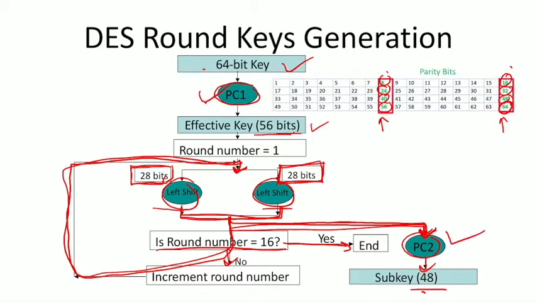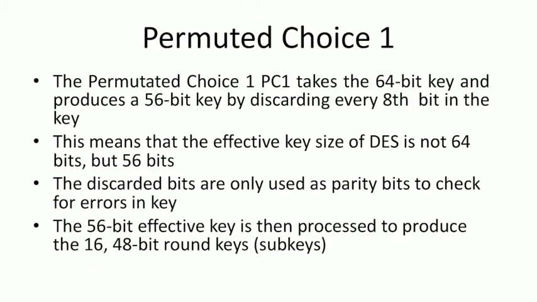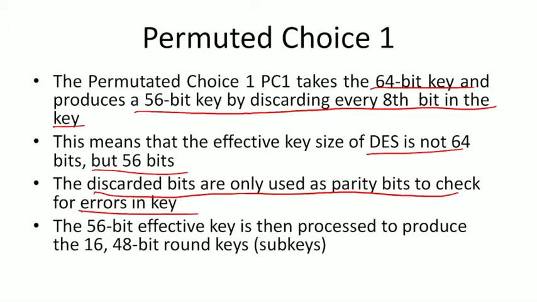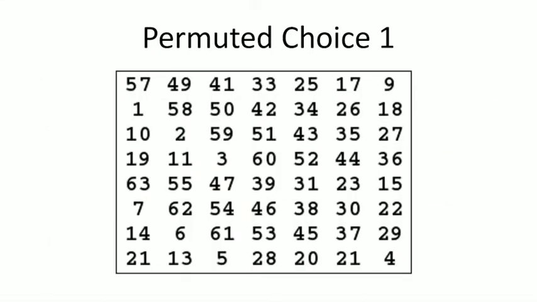So let's look at the Permuted Choice 1 as well as Permuted Choice 2 tables. Permuted Choice 1, PC1, takes a 64-bit key and produces a 56-bit key by discarding every 8th bit in the 64-bit key, as well as doing some shuffling. This means that the effective key size of DES is 56 bits and not 64 bits. The discarded bits are only used as parity bits to check for errors in the key. If there are any errors at this point, then we are not going to generate round keys. We are going to do the key sharing again to get that symmetric key, using which we can then get the 16 round keys. The 56-bit effective key is then processed to get 16 48-bit round keys, or subkeys.